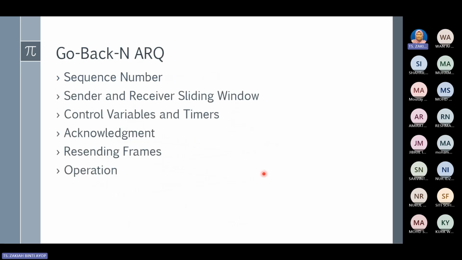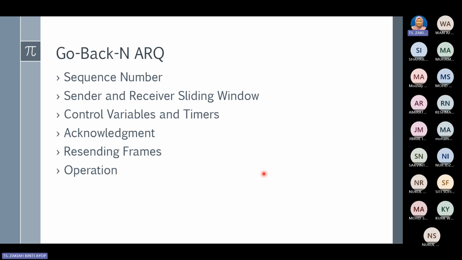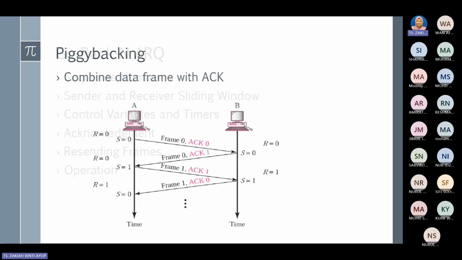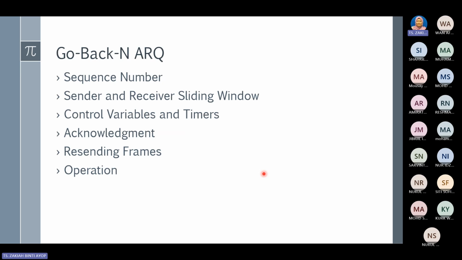Okay, now go back N ARQ. The go back N ARQ has several features. Stop and wait ARQ can only send one frame at one time. But for go back N ARQ, they plan to send out multiple frames or packets to the receiver, so that the processing would be much more effective.